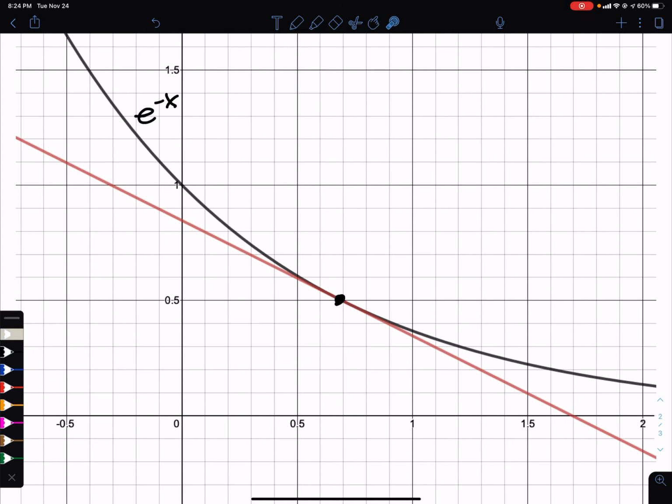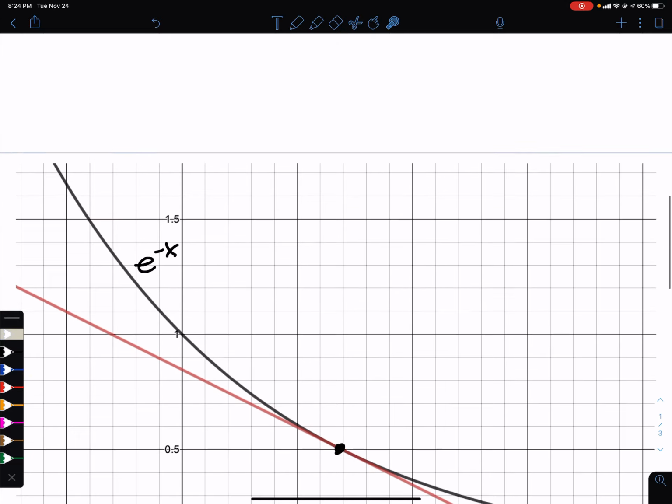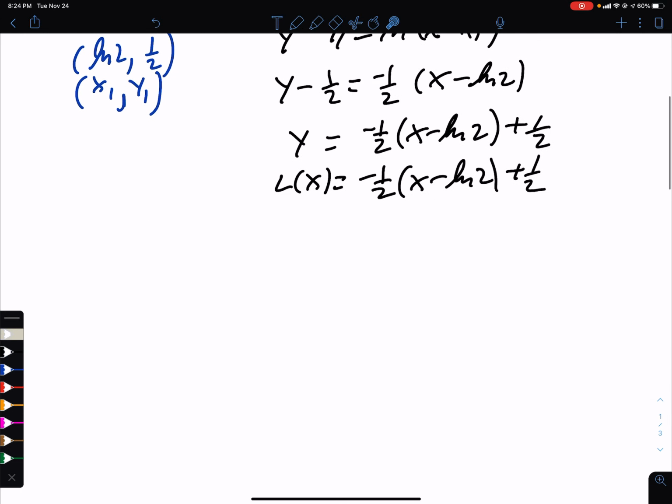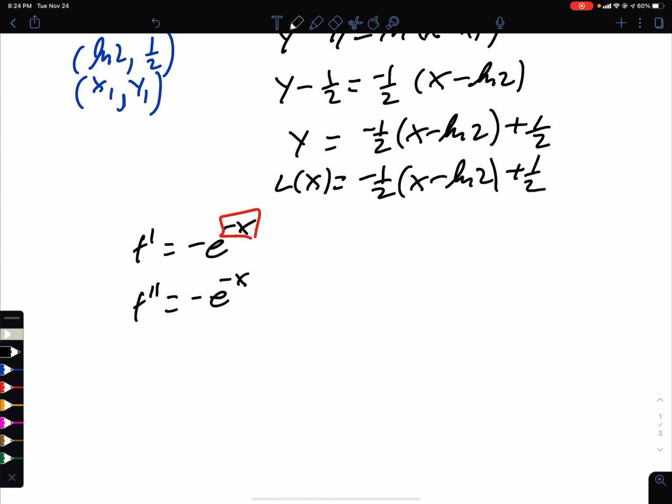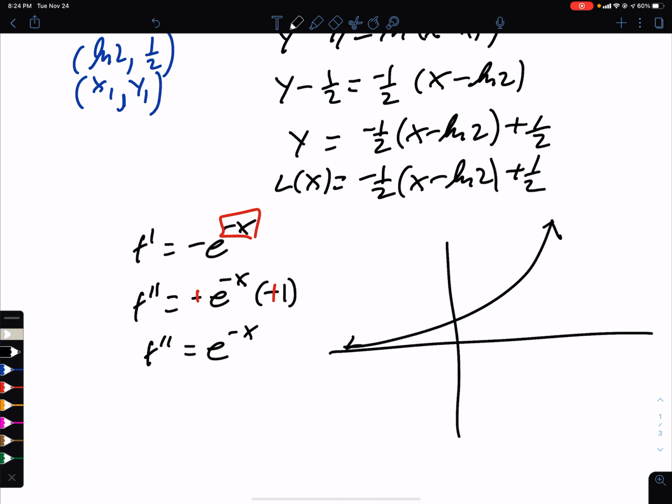But how would you do this if you didn't know what the graph looked like? And so that's where the second derivative is important. We found the first derivative of the function. Then we find the second derivative, and I am my own grandpa times the derivative of the box. And then we're going to end up with the second derivative being e to the minus x, because these are going to cancel out.